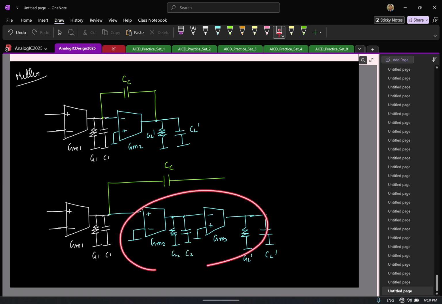Now this is a two-stage OTA. To compensate this, what should we do? A capacitor across GM3. Very good. So I'll go and put another capacitor here. And you have the other capacitor here. Let me call these CC1, CC2 to differentiate them.